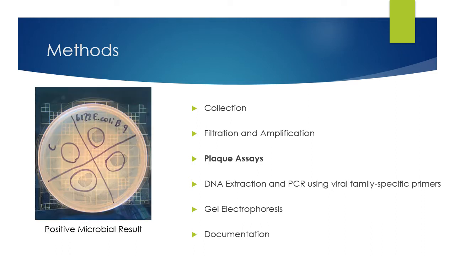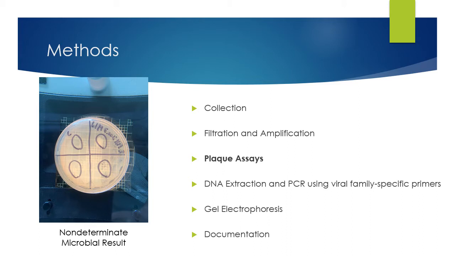Here on the left is an example of a positive plaque assay. You can see that the majority of the plate is clouded, and that's all bacteria, which in this case is E. coli strain B. And in these circles here, we would drip amplified water samples, in this case from site 9. This example tested positive because the bacteria is completely gone in these areas as it's been killed by bacteriophage.